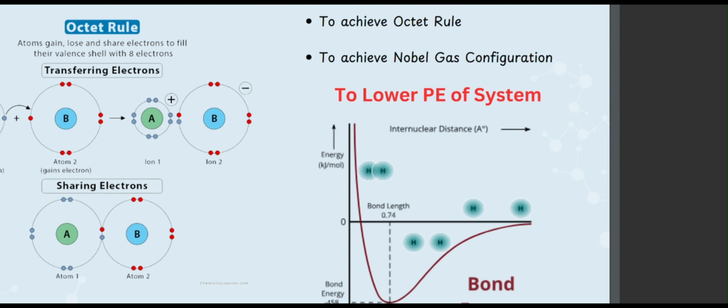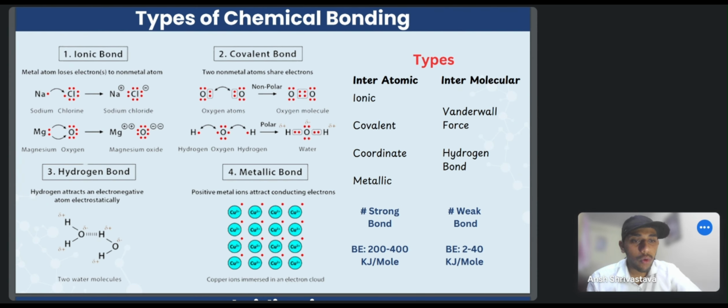Moving ahead to the types of chemical bonds. As you can see, chemical bonds can be majorly classified into two categories: interatomic bonds and intermolecular forces. In interatomic bonds, we have ionic bonds. Ionic bonds occur when one atom donates electrons and another accepts them. For example, in NaCl, sodium loses an electron to become Na+, while chlorine gains that electron to become Cl−. The electrostatic attraction between this Na+ and Cl− forms an ionic bond. Then there is the covalent bond.